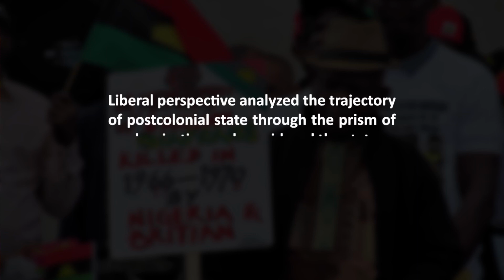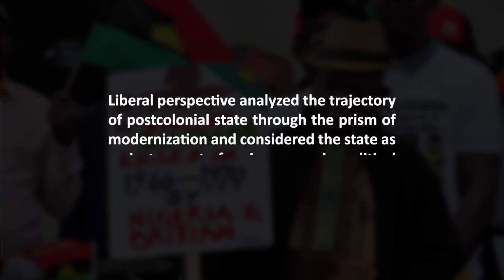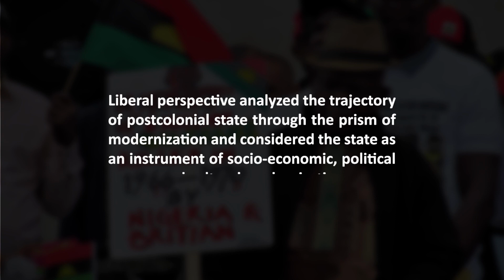Similarly, different interpretations and theories were offered to analyze the nature and role of the state in newly independent countries. The two major approaches, liberal and Marxist, interpreted the nature of post-colonial states according to their respective positions on the state itself. Most of the political scientists adopted either of these two approaches to locate the nature of the post-colonial state. The liberal perspective analyzed the trajectory of the post-colonial state through the prism of modernization and considered the state as an instrument of socio-economic, political and cultural modernization.